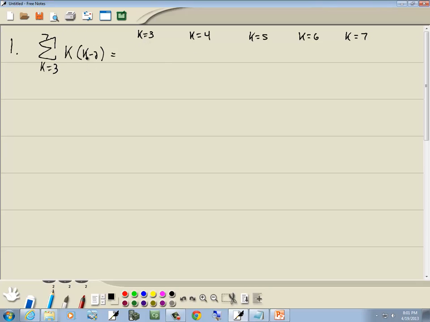Now for the first one, k is equal to 3. We'll put 3 in for the k. So we're going to have 3 times 3 minus 2. For k is equal to 4, we'll put 4 in for k, so we'll have 4 times 4 minus 2. We'll put 5 in for k, so we got 5 times 5 minus 2. Put the 6 in, we got 6 times 6 minus 2. And put the 7 in, we got 7 times 7 minus 2. Now this sigma means add them all together, so there's a plus between all these.